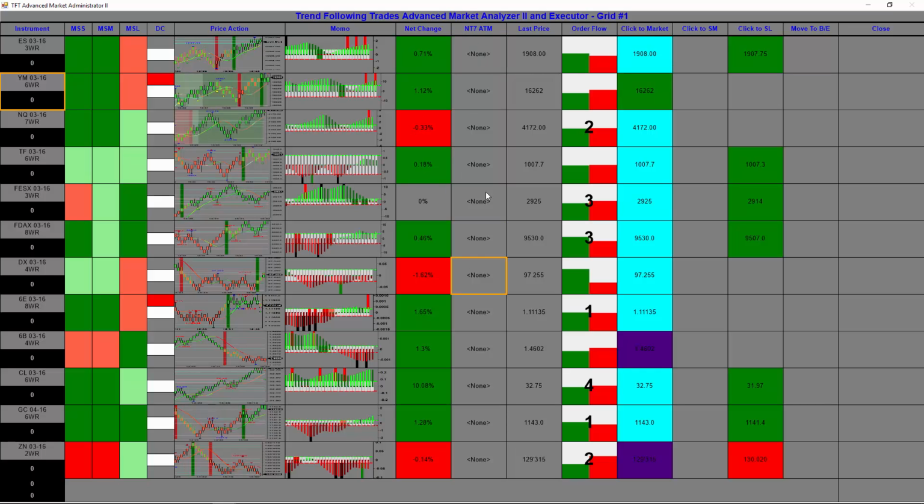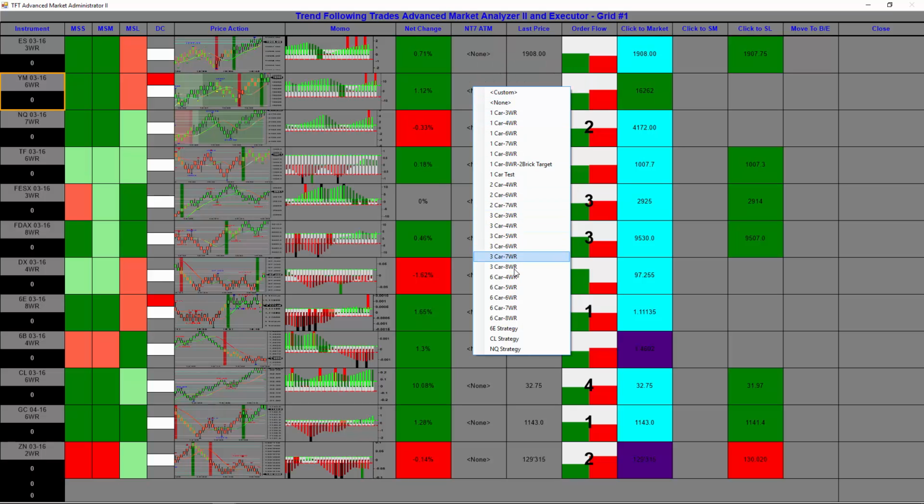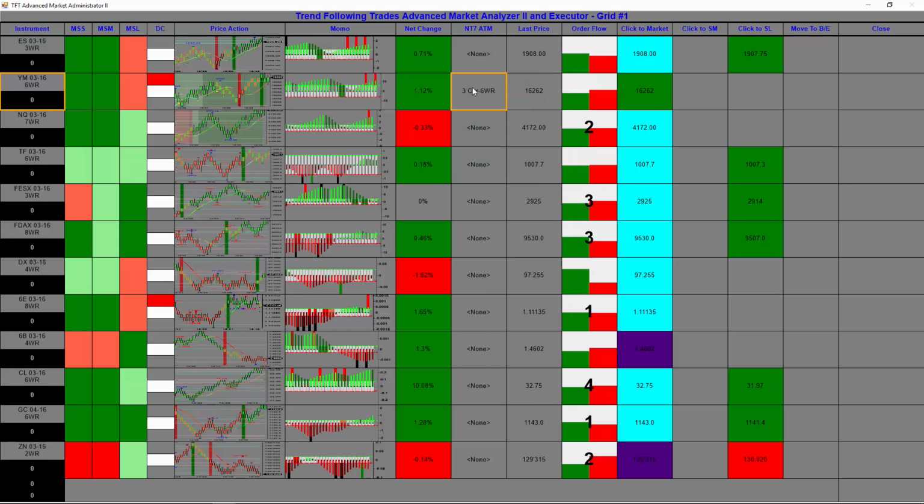Then here you have your NinjaTrader 7 ATM. You can pick this out of a mirage of stuff you have in NinjaTrader, a drop down. You can set this here ahead of time, or you can also put this in one of your indicators and this will fill it out automatically.